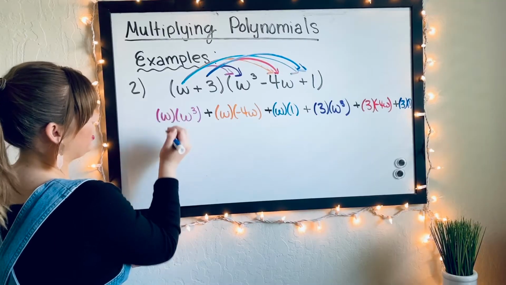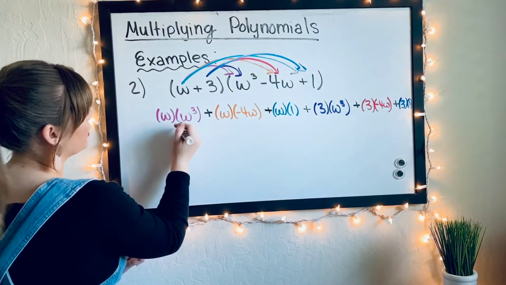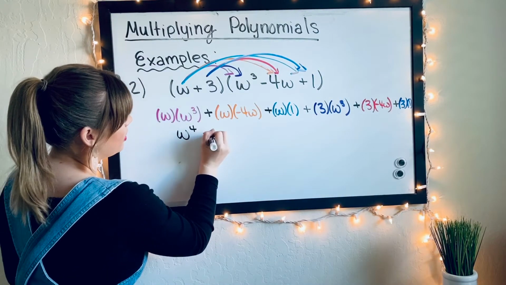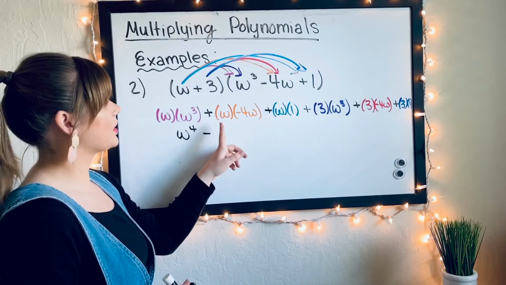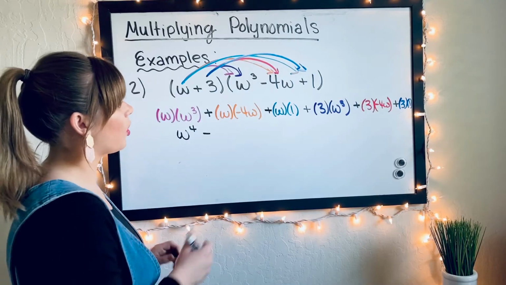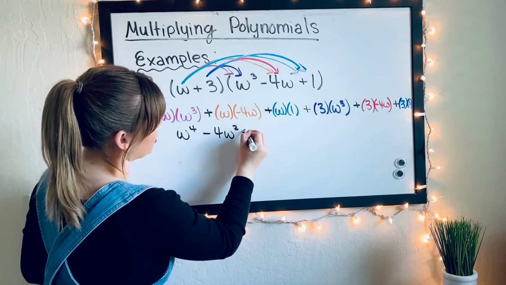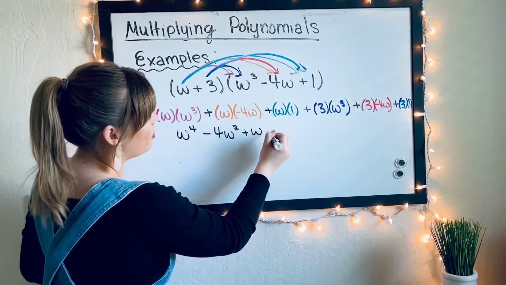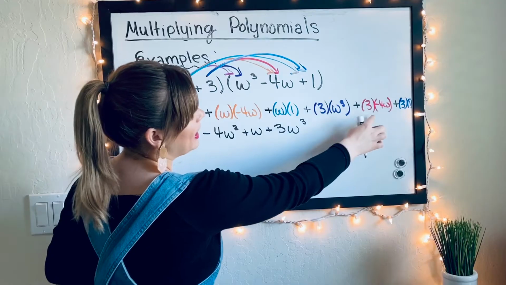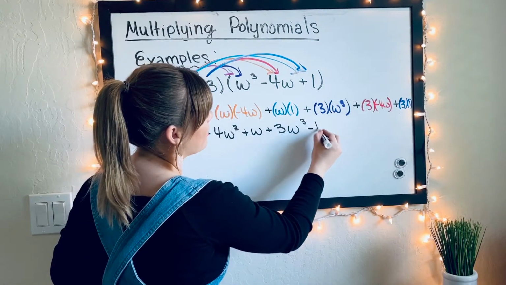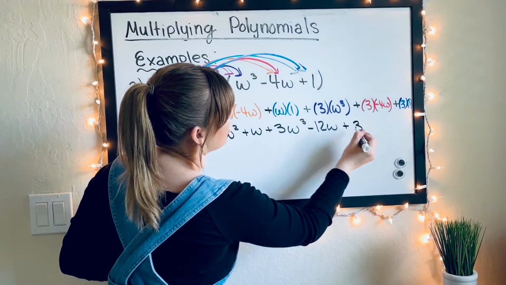So w times w cubed is w to the fourth. Plus, well, I'm not going to write that as plus yet because I see this negative here. I have negative 4w times w, so that's a negative 4w squared. Then I have w times 1, which is just w. Then I have plus 3w cubed. And then I have a 3 times negative 4w, so that's a negative 12w. And then finally plus 3 times 1, which is just 3.